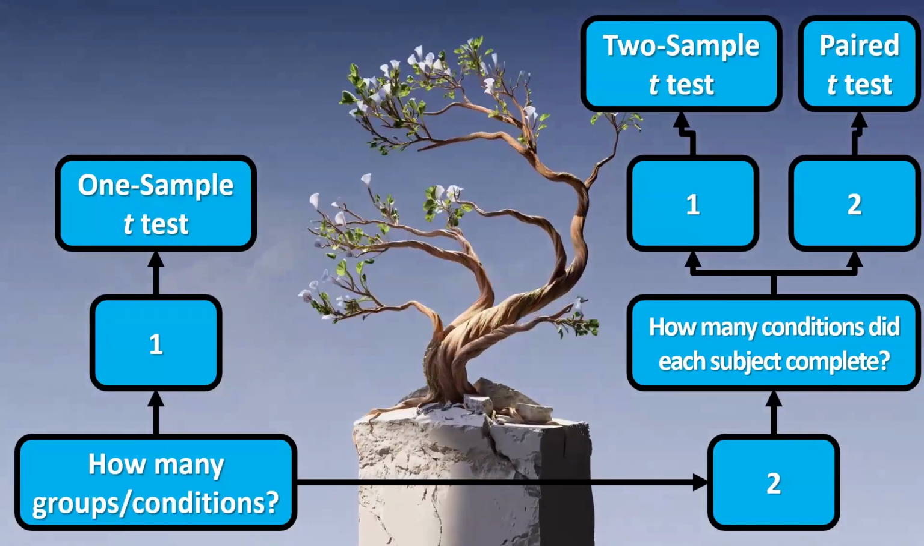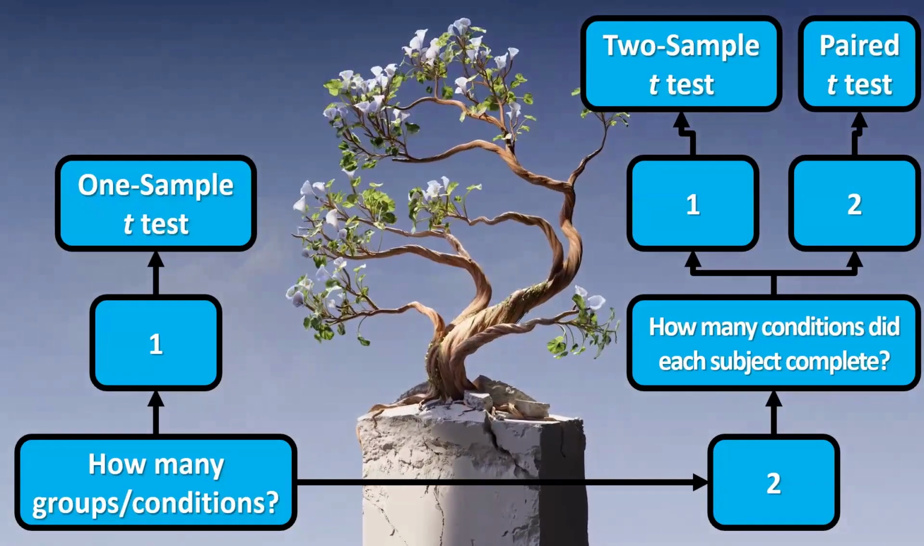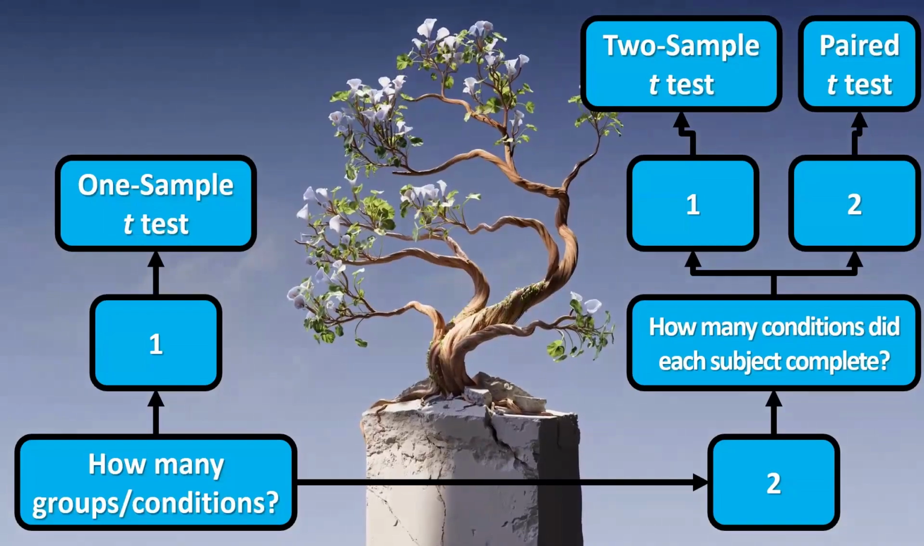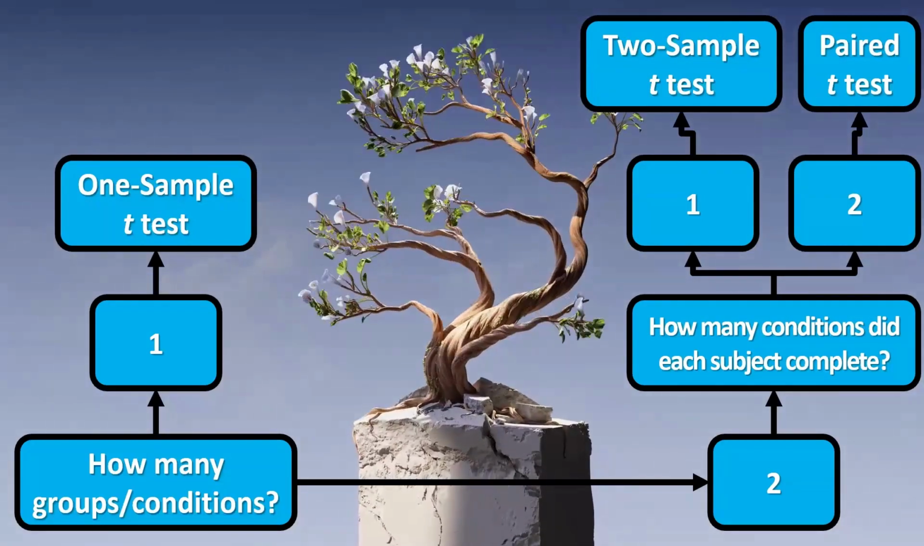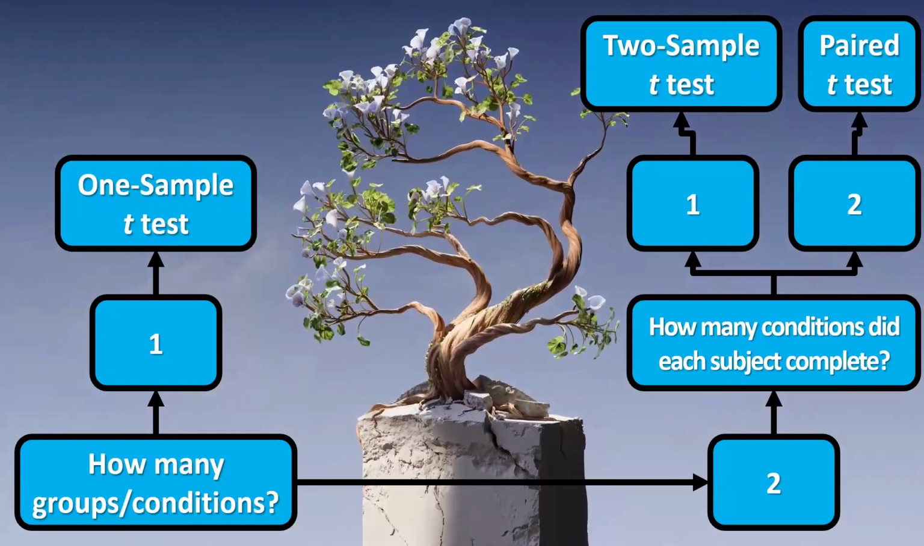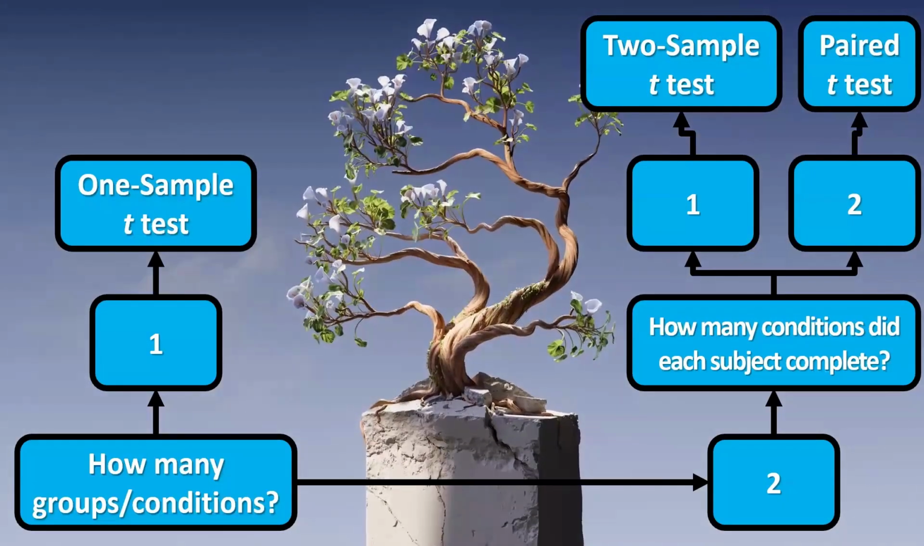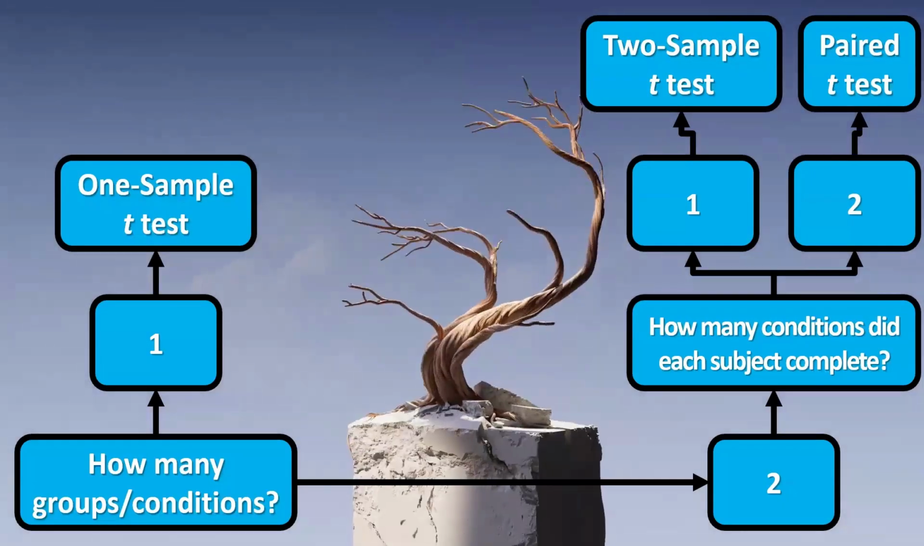Go through the decision tree. How many groups, how many conditions? One, one sample t-test. Two conditions, how many conditions did each subject complete? Each subject only did one, you got a two sample t-test. Each subject did both conditions, you got yourself a paired t-test. All right.